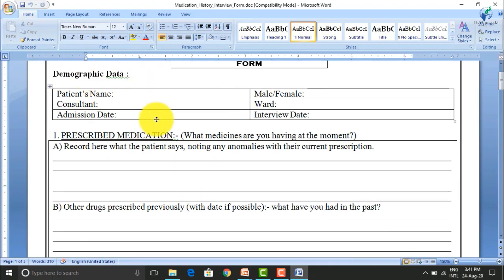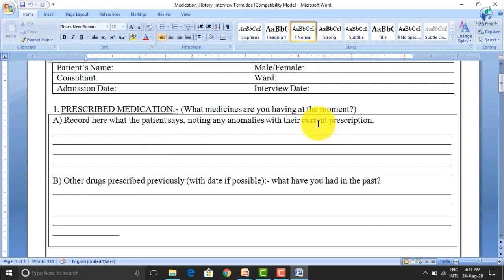First one, demographic data, that means patient name, male, female, consultant, who is the doctor, the ward number, then admission date, interview date. Now first question, prescribed medication. What medicine are you having at the moment? That means which medicine are you taking right now? Record here what the patient says, noting any anomalies with their current prescription.